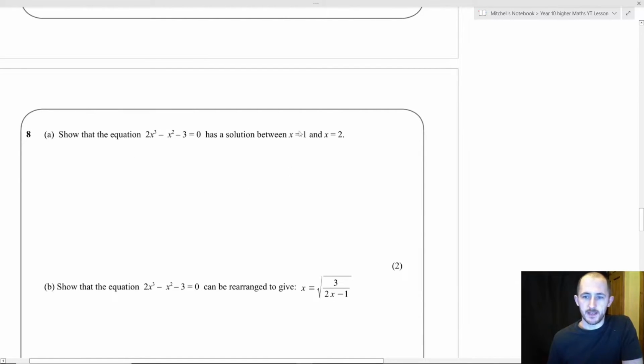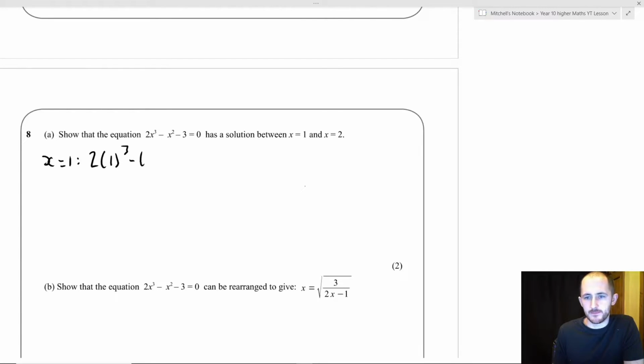So another kind of question they can give you. So show that the equation, this has a solution between x is 1 and x is 2. So again, this is a common thing that they ask you. Again, comes up again in A level, etc., etc. So, what you want to do here is you sub in the values for x. So when x equals 1, what does the equation give you?